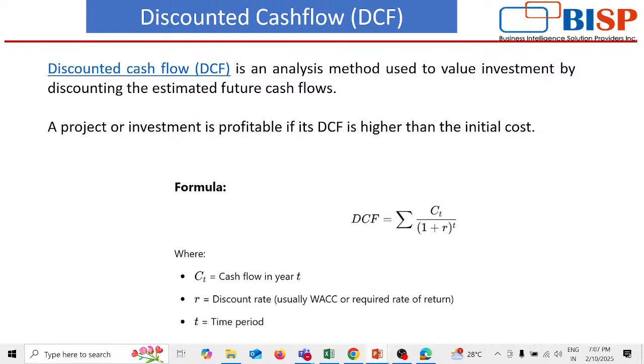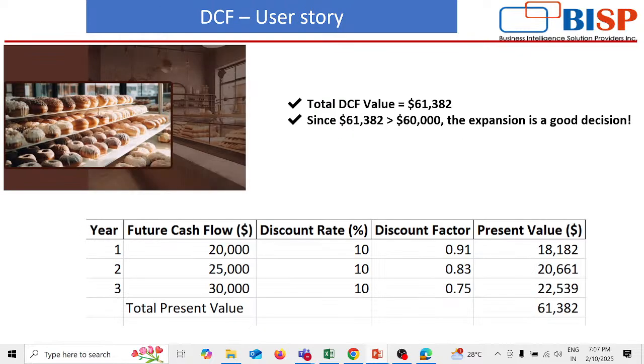Now typically cash flows are projected into the future for several years. Let me explain to you, this might look a bit complicated, but here we are going to use certain mathematical formulas to derive a discounted cash flow. But let me explain in simple layman's language with the help of this user story.